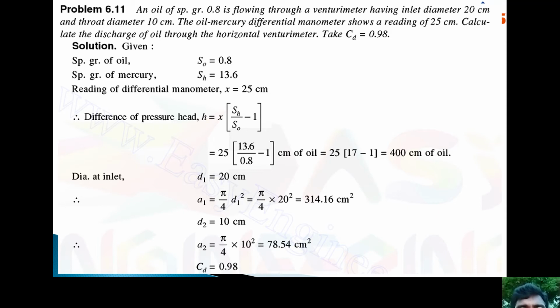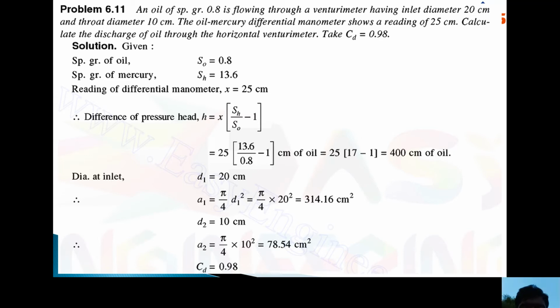Okay, next, A1 equal to pi by 4 into D1 square. D1 means 20. Okay, 20 value is substituted in the A1 equation, pi by 4 into 20 square, that equal to 314.16 centimeter square. Therefore, D2 is the 10 centimeters.